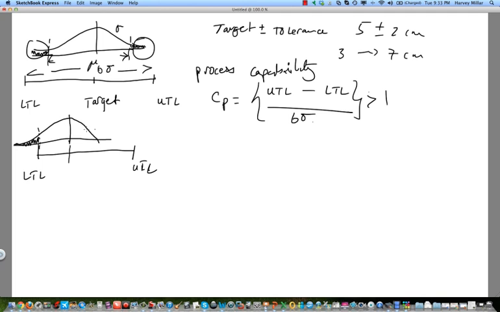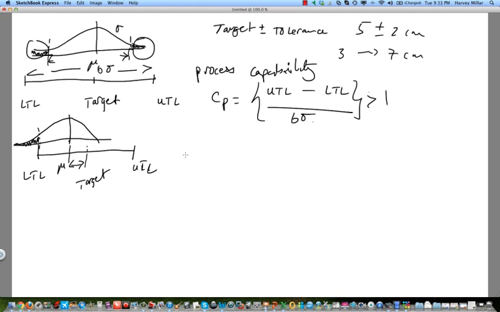So what we want to do is consider this possibility that even though the total range of your process might be smaller than the range of your tolerance, the process may not be centered. This may be the center of our target right here, but this is the mean of the process. So you can see there's a difference between the mean and the target.